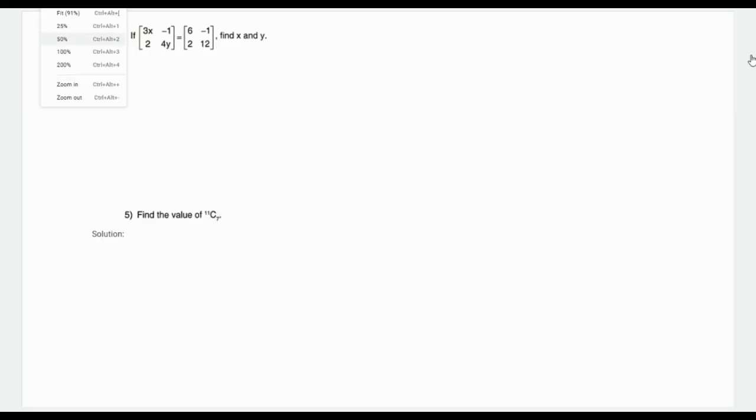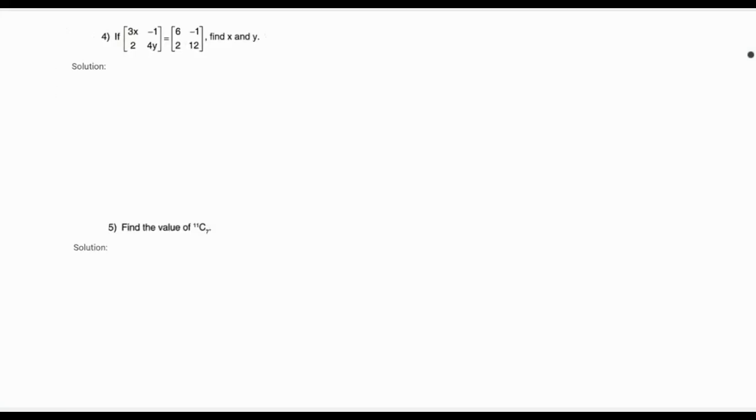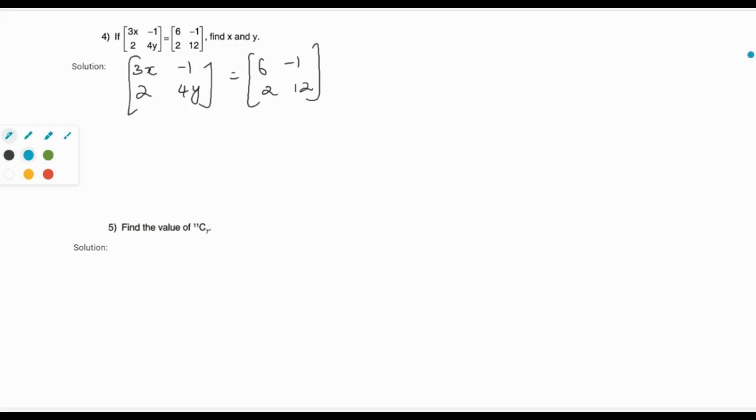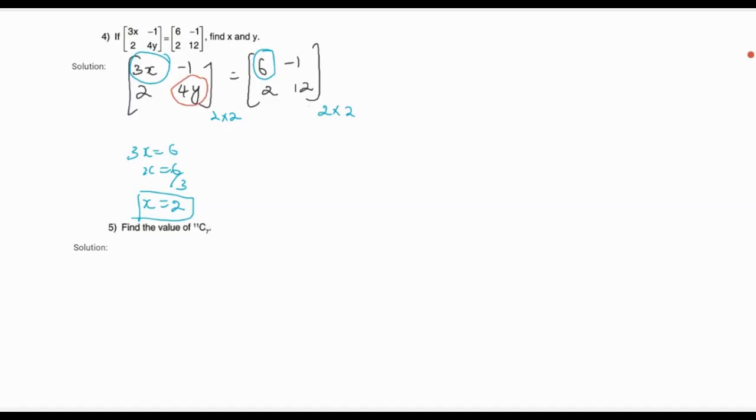Then next one is, find x and y. They have given the matrix 3x minus 1, 2, 4, 5, 4y equals 6 minus 1, 2 and 12. So it is an equal matrix because the order of both the matrices is the same. So we can compare first element with first element. So you get 3x equals 6, x equals 6 by 3, so x will be 2. Next, comparing the fourth element with fourth, we get 4y equals 12. So y will be 12 by 4, so y equals 3, as 4 3s are 12. So x is 2 and y is 3.